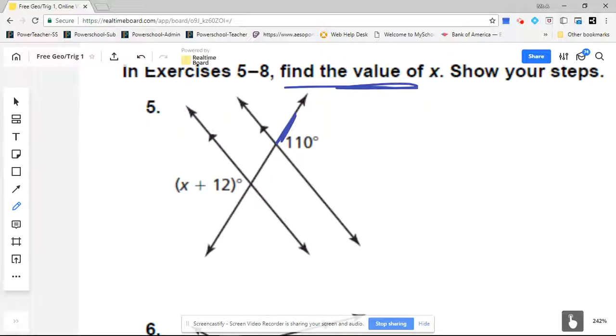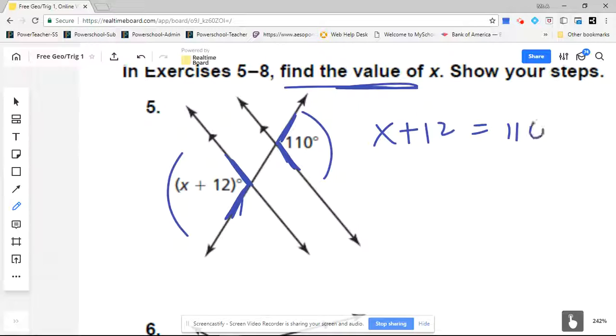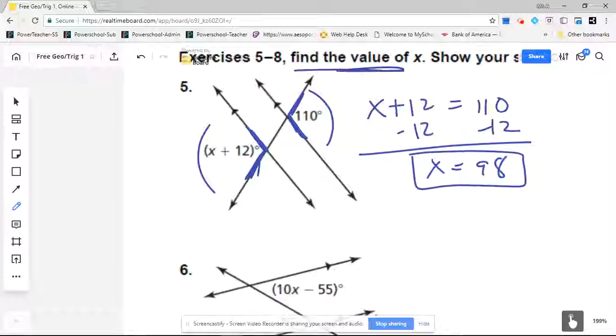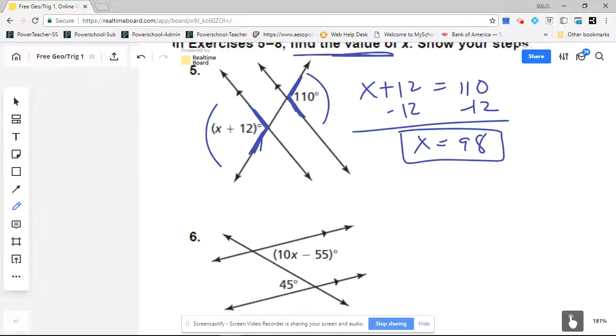Look at 110 is obtuse. X plus 12 is also obtuse. That means they're alternate exterior and they are going to equal. Alternate exterior angles are always the same. If they're both obtuse, they're going to equal. So you would just subtract 12. You're going to get x is 98. So I would put those as equal because they're alternate exterior. They're both obtuse. They have to equal.